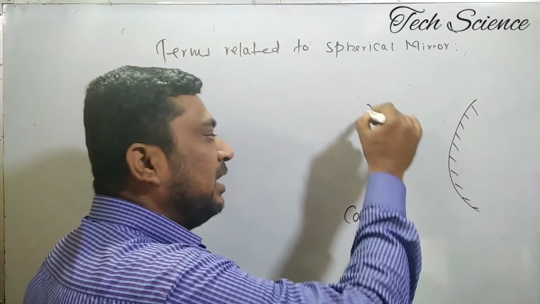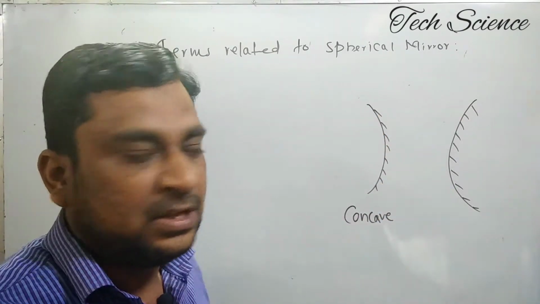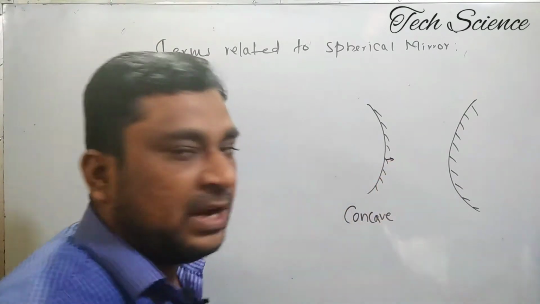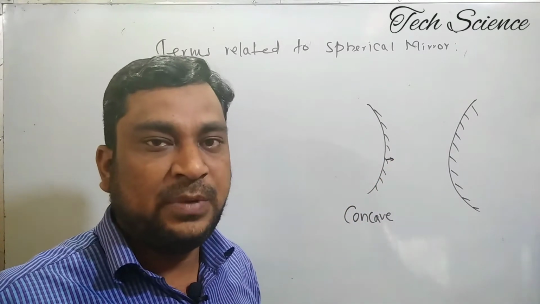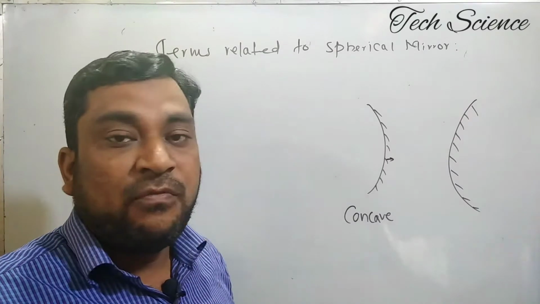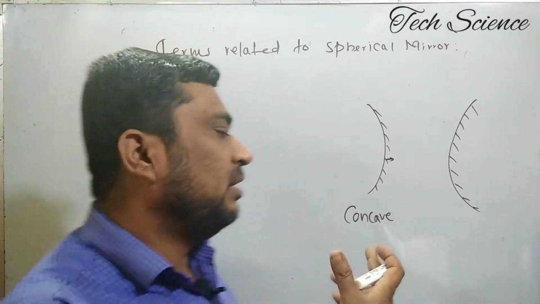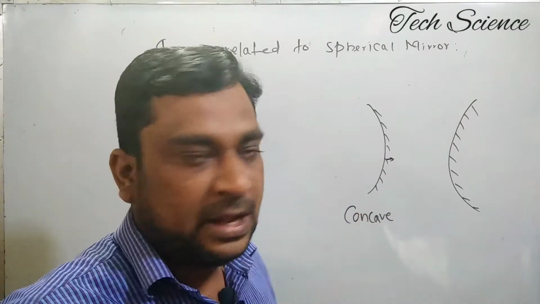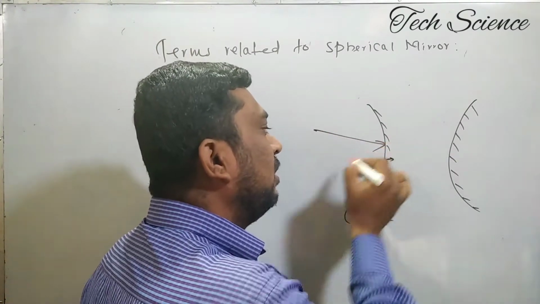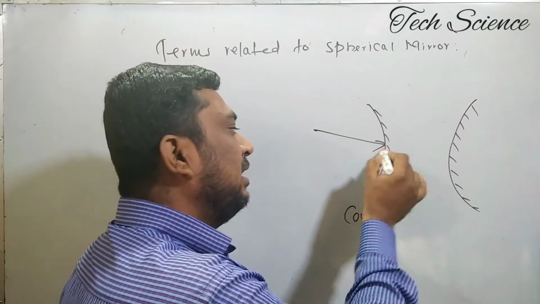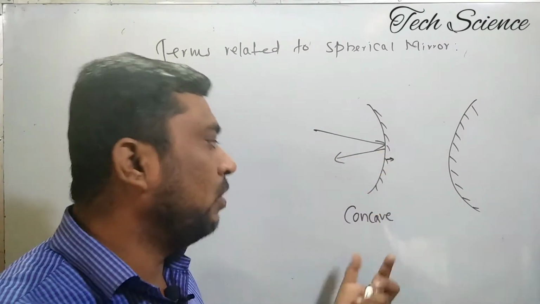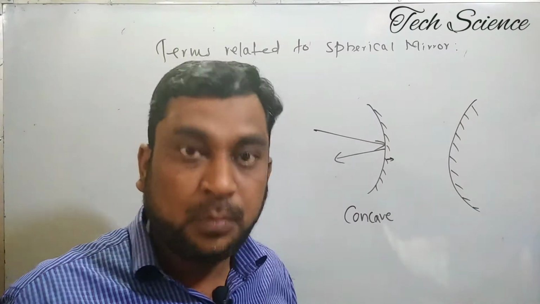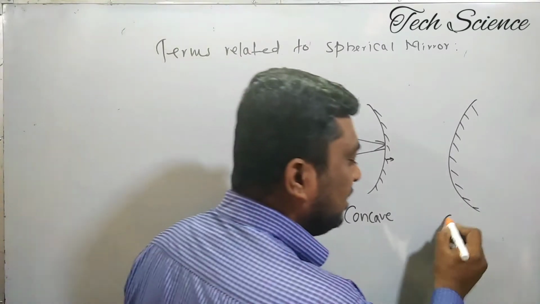Because the inner side is used as a reflecting surface, while the outer side is completely opaque. It is made up of a layer of aluminium, and along with it an oxide layer has been formed. That layer is completely polished, and the light rays are incident on the reflecting surface and they are reflected back. That is concave, where the inner side is reflecting and the outer side is completely opaque. It is called polished.